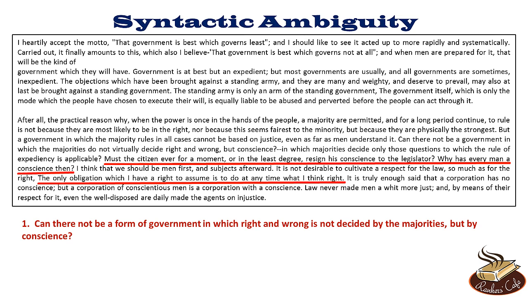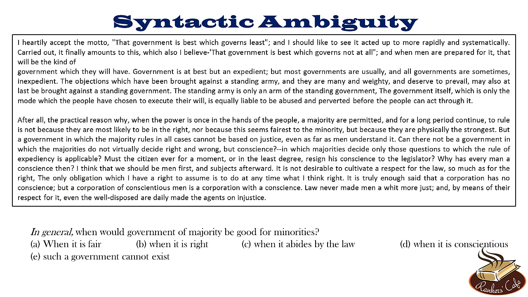Okay, there was a question based on this part of the passage this year in XAT. The following was the question. In general, when would government of majority be good for minorities? A. When it is fair. B. When it is right. C. When it abides by the law. D. When it is conscientious. E. Such a government cannot exist.